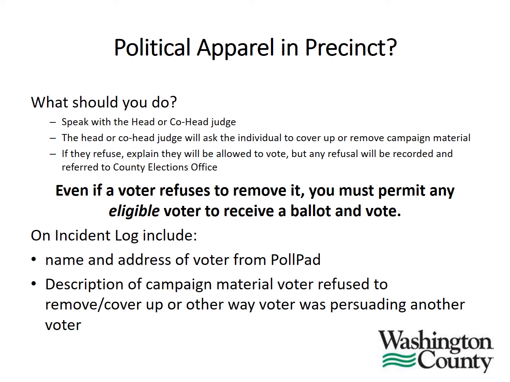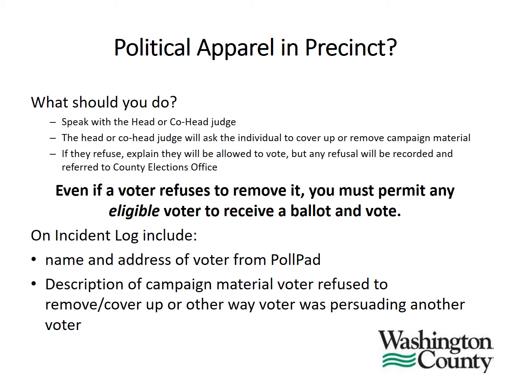They will ask the individual to cover up or remove any campaign material that they are displaying. If the voter refuses, the head or co-head judge will explain that the voter will be allowed to vote, but that the incident will be documented and referred to the Washington County Elections Office. It's important to note that even if a voter refuses to remove the campaign material that they are displaying, they must be allowed to vote.